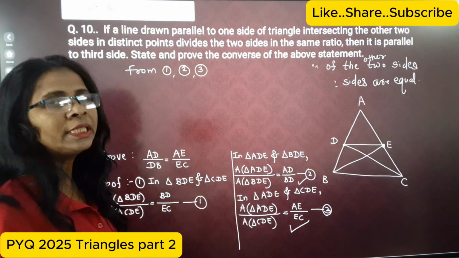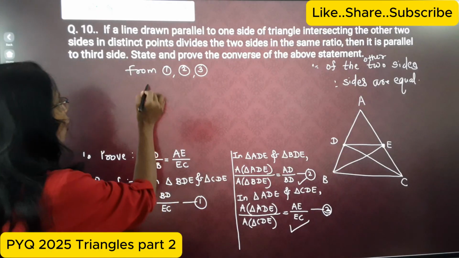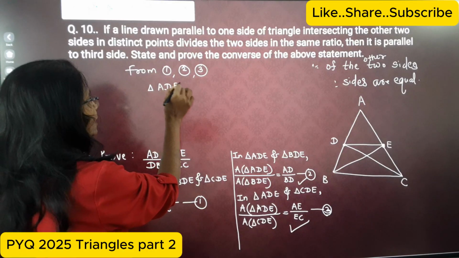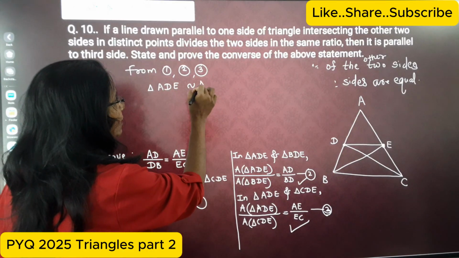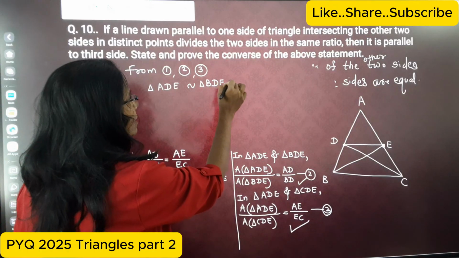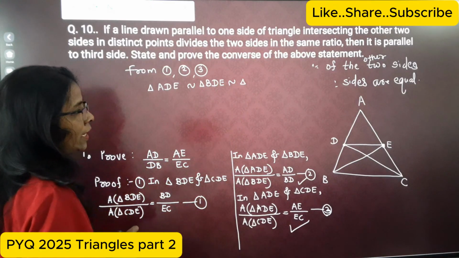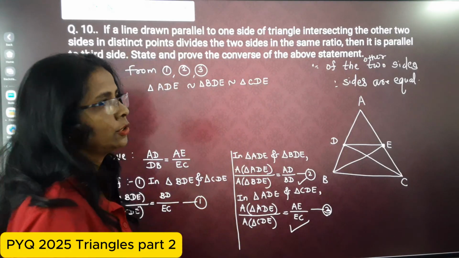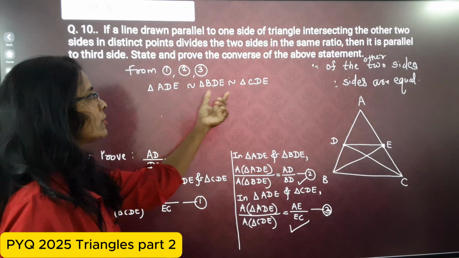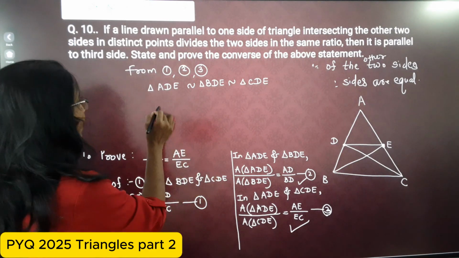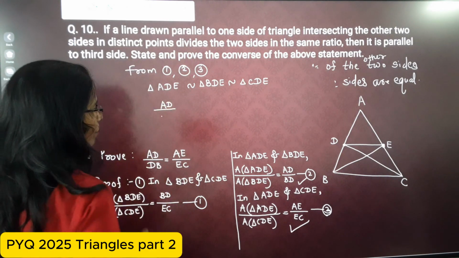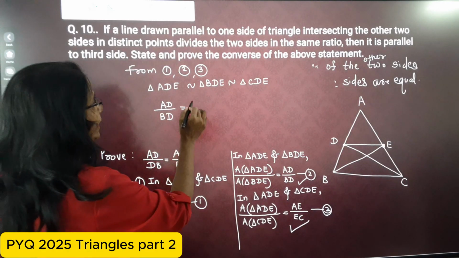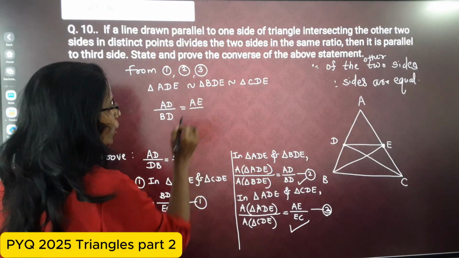From 1 to 3, the area of triangle ADE is similar to triangle BDE and similar to triangle CDE. The three triangles are similar to each other. So now their ratios of sides are equal, and we have AD upon BD, which is equal to AE upon EC.